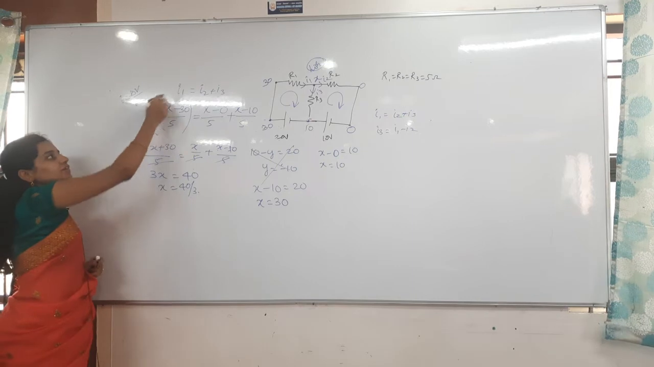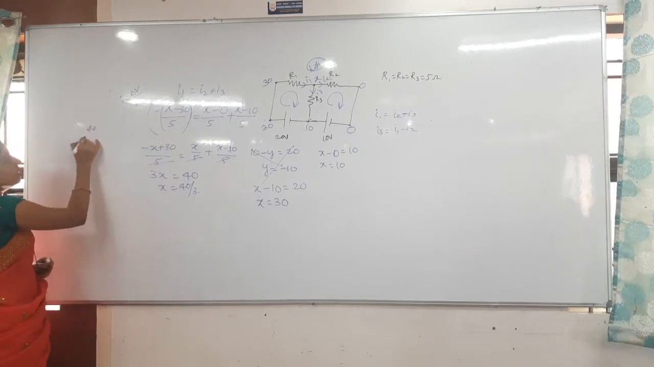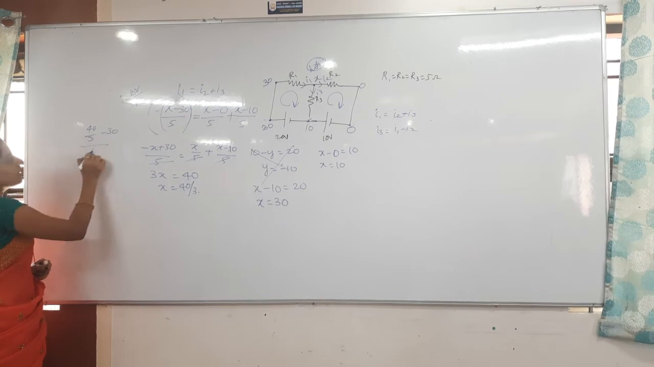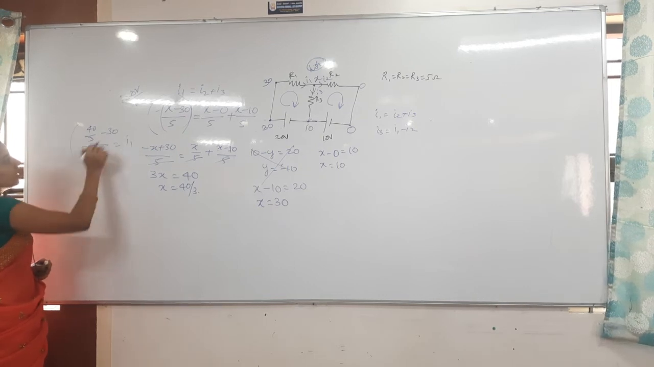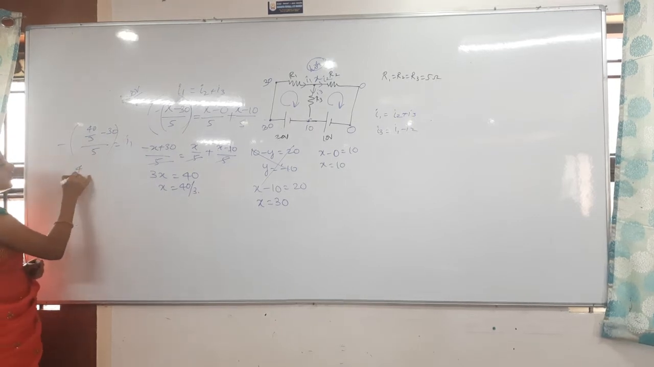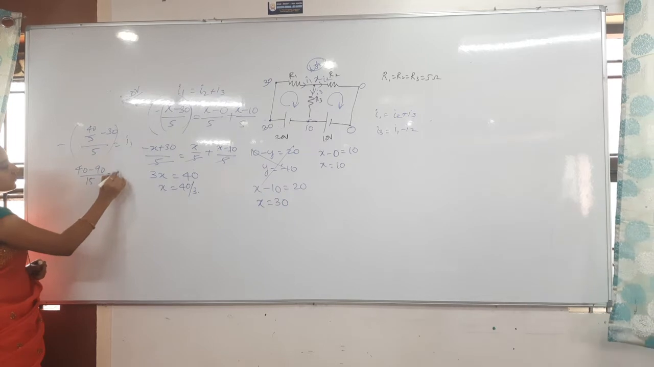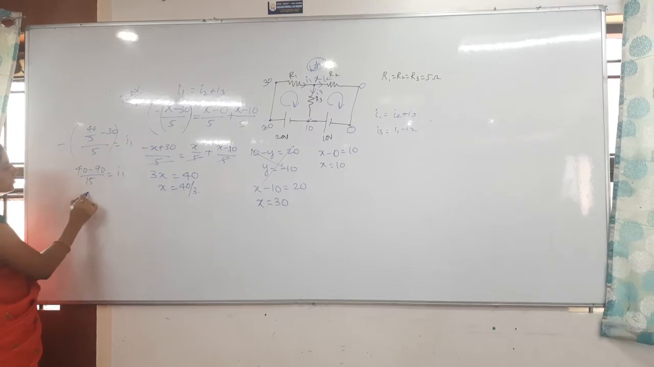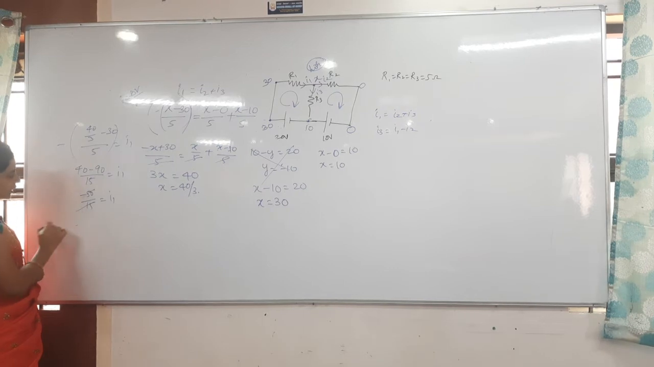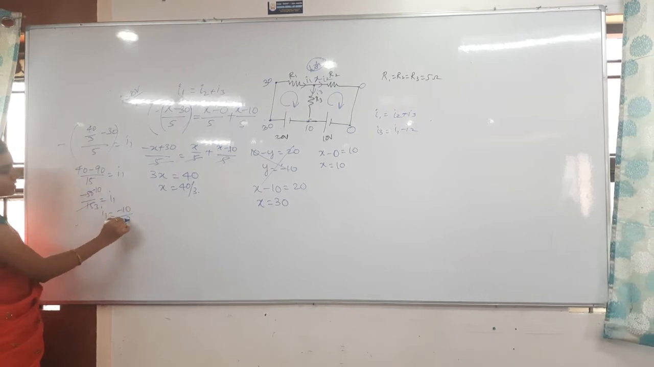How to find out the I1? Same formula only again. X is equal to 40 by 3, and then minus 30 divided by 5 is equal to I1. Minus, of course, you will get minus only. Now what is the answer you will get here? 40 minus 90 by 15 is equal to I1. Then what will you get here? Minus 50 by 15 is equal to I1. Then I1 is equal to minus 10 by 3.